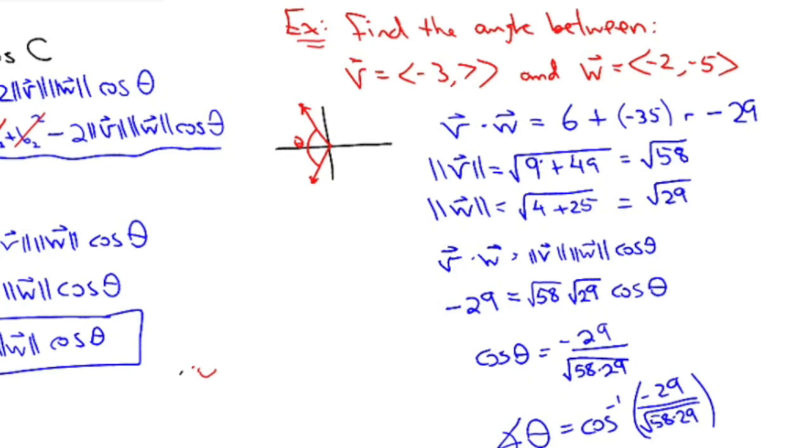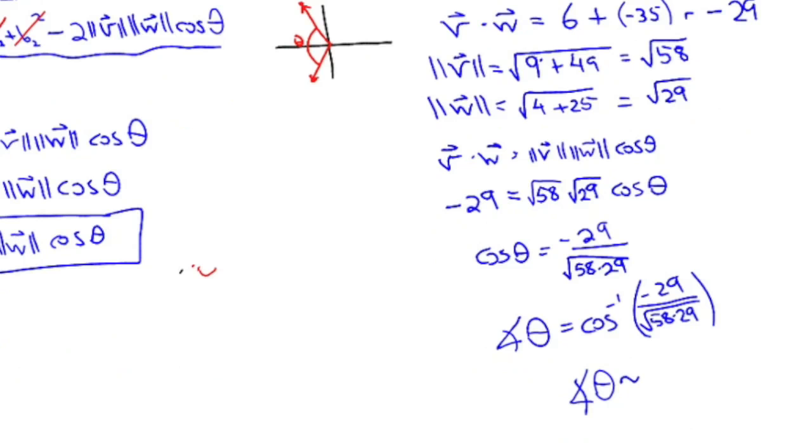So what's the measure of angle theta approximately? Cosine inverse of negative 29 divided by the square root of 58 times 29. That came out actually quite perfect. That's actually kind of interesting. This is exactly 135 degrees.